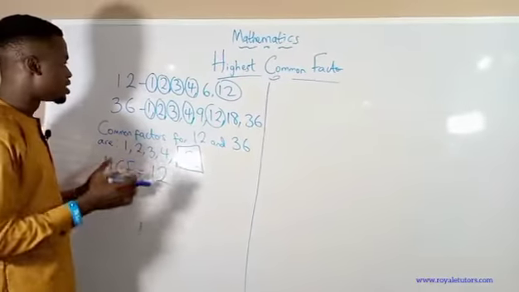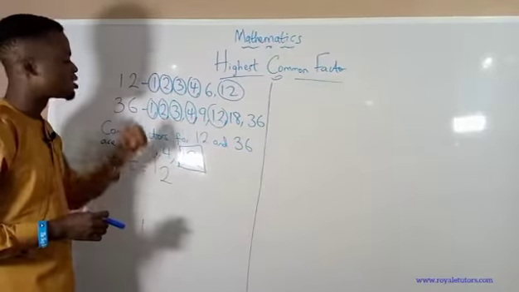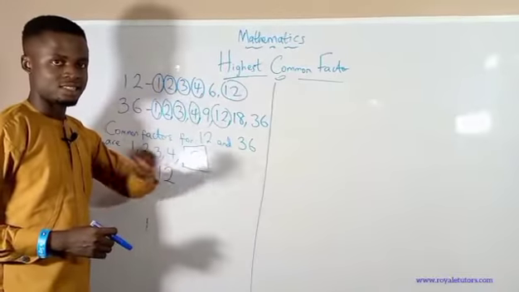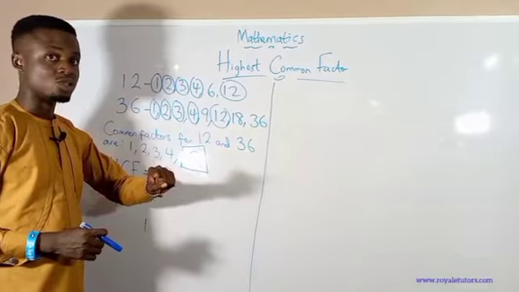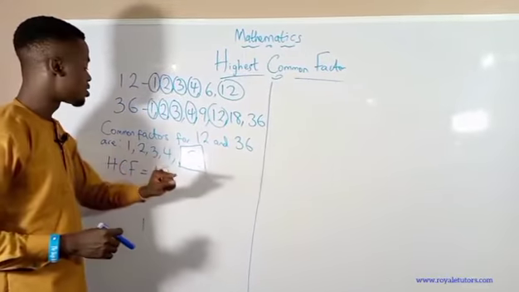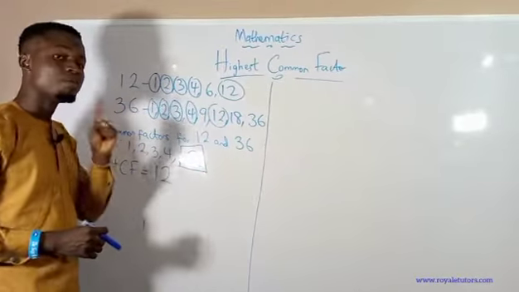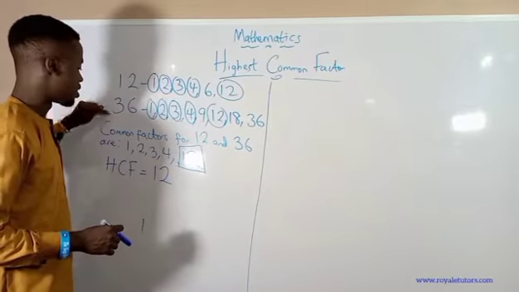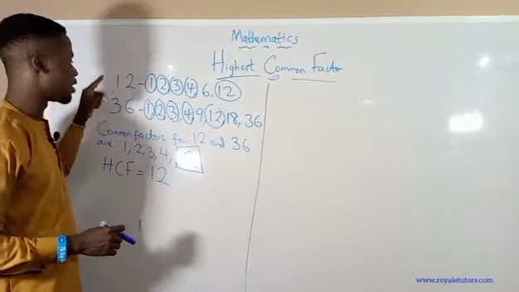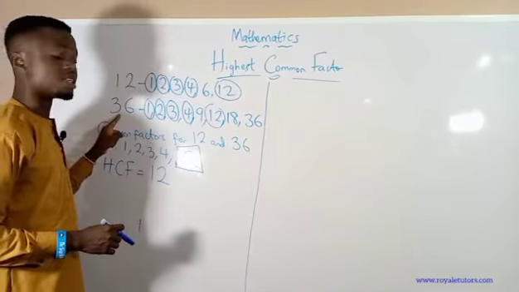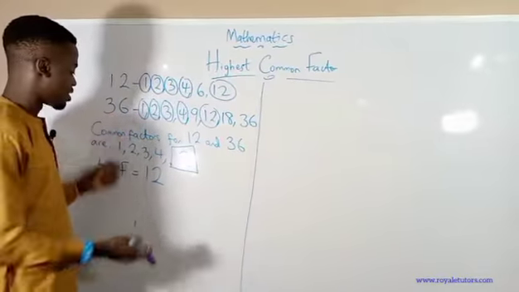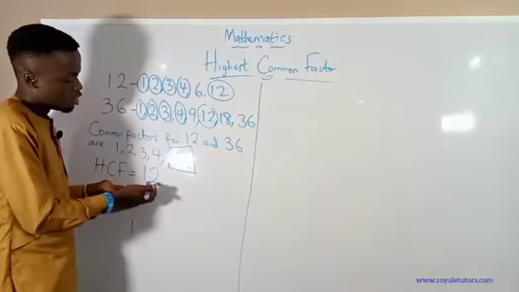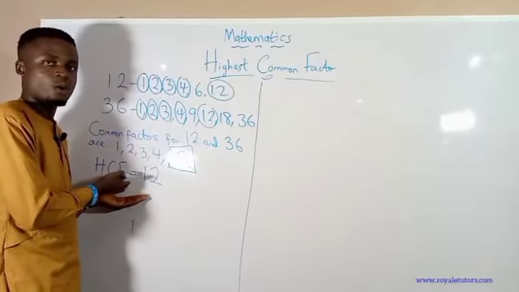If you want to say it in literal words, what is the highest number that can divide both 12 and 36? Using just language to talk about it, the highest common factor simply means the highest number that can divide both 12 and 36. 12 can divide 12 and it can also divide 36 without a remainder. So the highest whole number that can divide both is 12, which is also called the highest common factor.